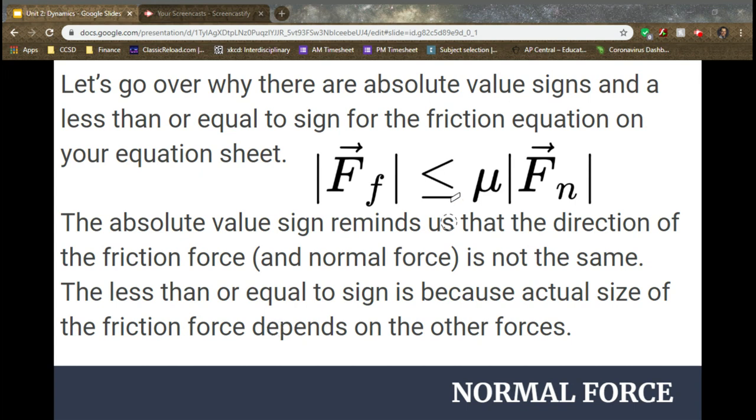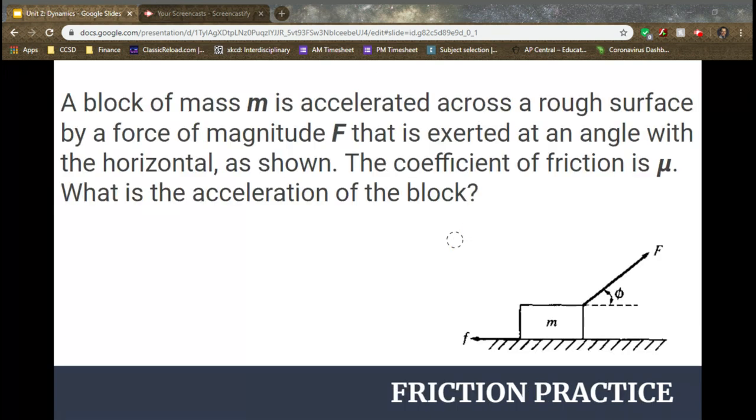So that's why this says less than or equal to, because the friction force will typically match what the other forces are doing up to a certain point. Once it exceeds that threshold, it maxes out. There you go. Hopefully that makes sense.